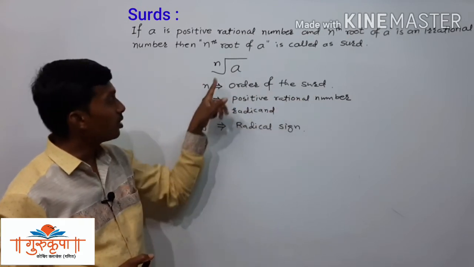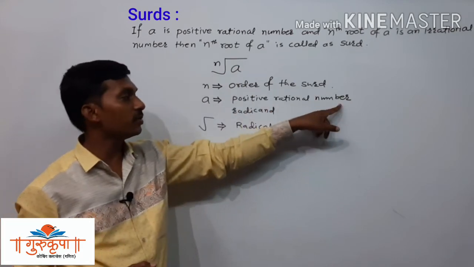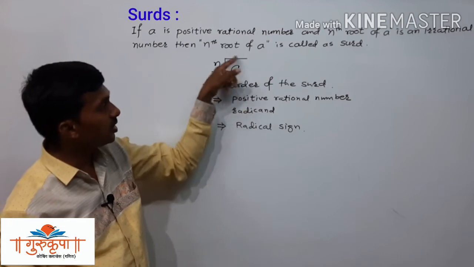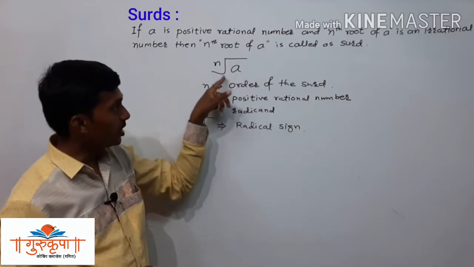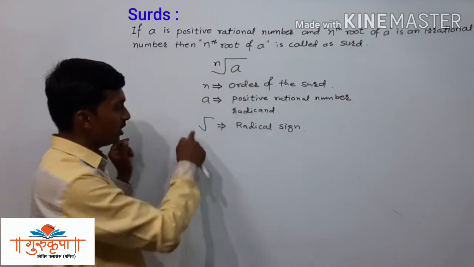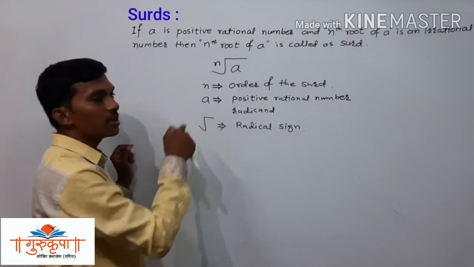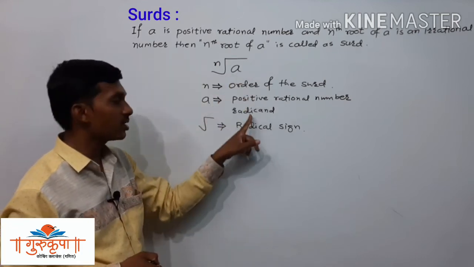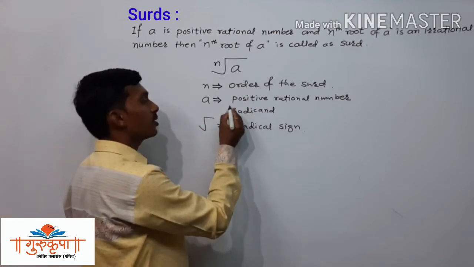Here a is a positive rational number which is called the radicand since it is inside the radical sign. Since this a lies inside the radical sign, and in this radical sign a is there, it is called the radicand. That is a very important word.